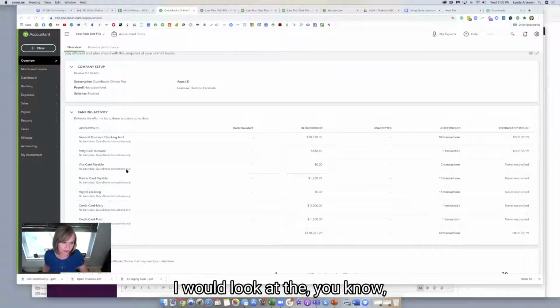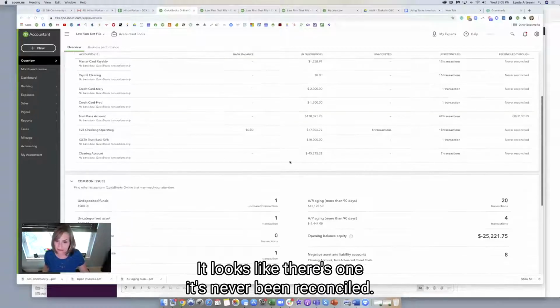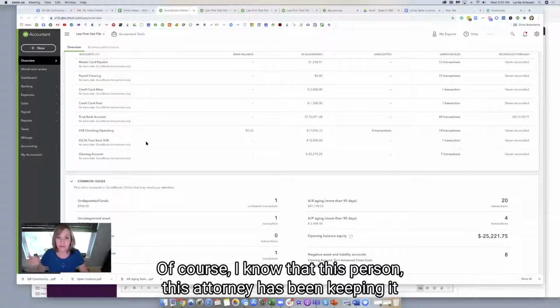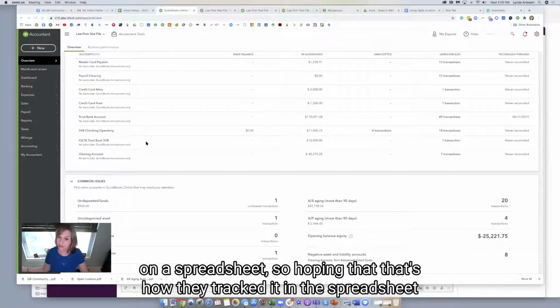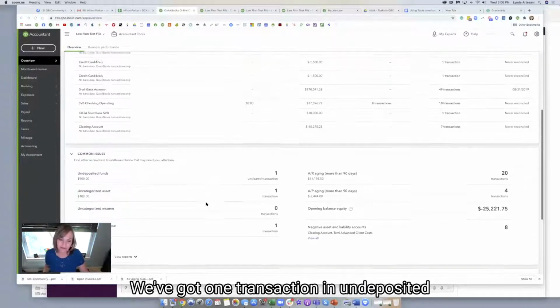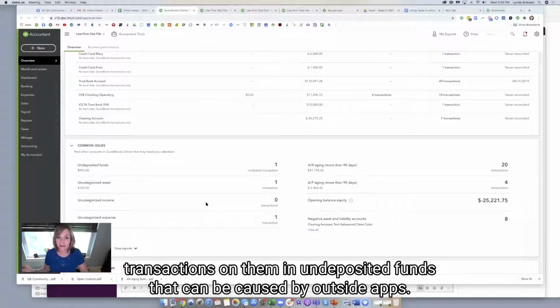I would look at the trust accounting to see if that had been reconciled as well. It looks like there's one, it's never been reconciled. So there's a problem. Of course, I know that this attorney has been keeping it on a spreadsheet, so hoping that's how they tracked it and it was kind of sort of reconciled on the spreadsheet. We've got one transaction in undeposited funds. I've seen and had some accounts that have had 50 pages with 50 transactions on them in undeposited funds.